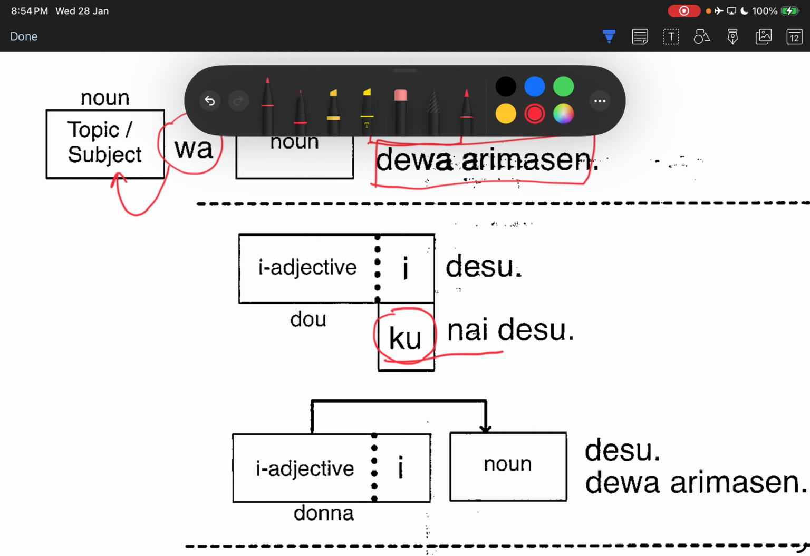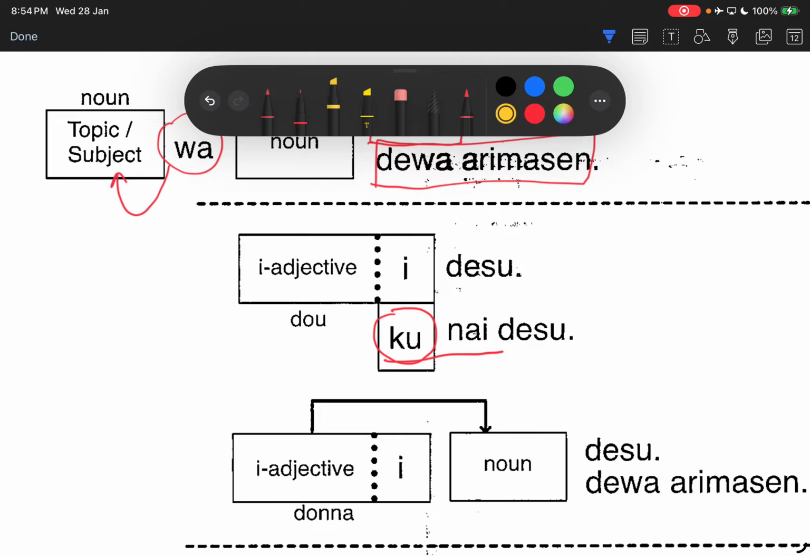Right? So for the negative, we drop the i and put in kunai. So e drop, put kunai. For example, atsui: drop the i, it becomes atsu. Add kunai: atsu kunai. Right? So this is how we say atsu kunai desu, the negative.